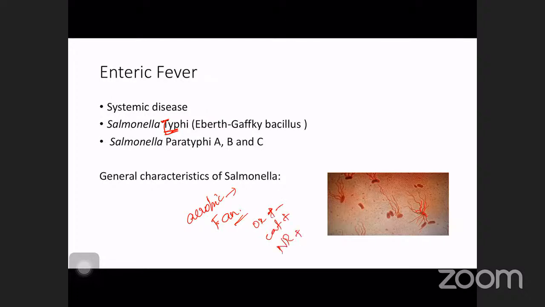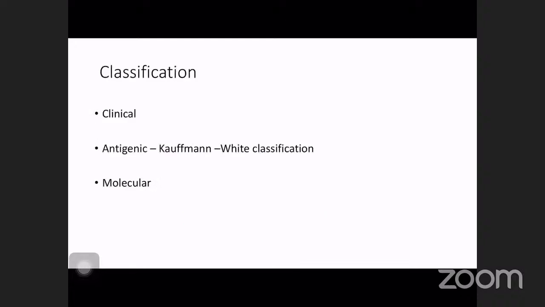So all these are features of Enterobacteriaceae. Apart from that, one specific feature for Salmonella is they are NLF, or non-lactose fermenters. So these are the general characteristics of Salmonella. And coming to the classification, it is classified according to the clinical basis, antigenic characteristics, or molecular characteristics.